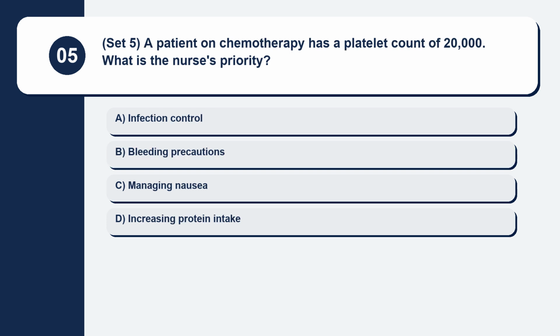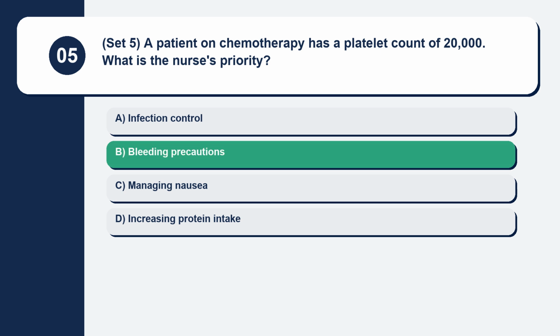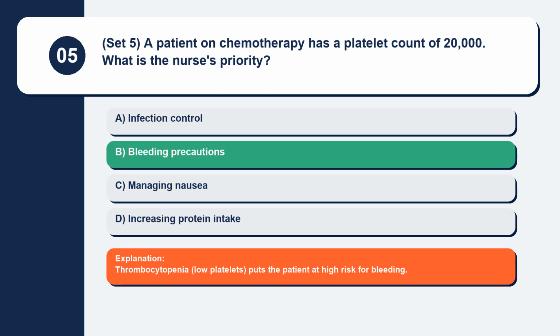Question 5. Set 5. A patient on chemotherapy has a platelet count of 20,000. What is the nurse's priority? Infection control, bleeding precautions, managing nausea, increasing protein intake. Thrombocytopenia, low platelets, puts the patient at high risk for bleeding.